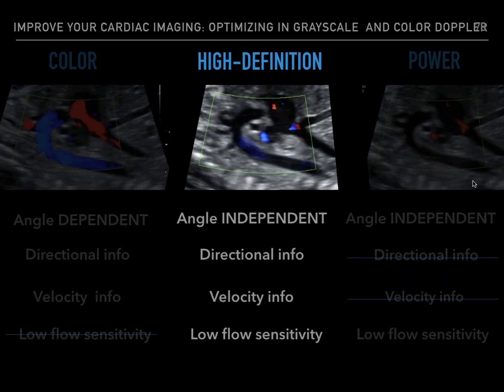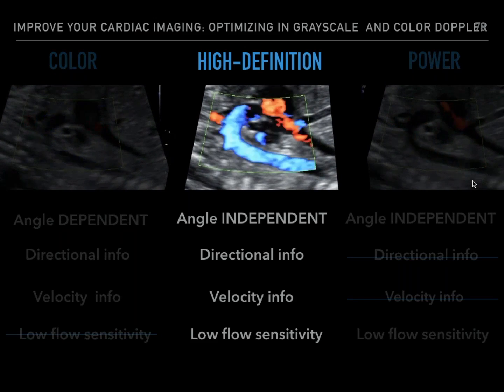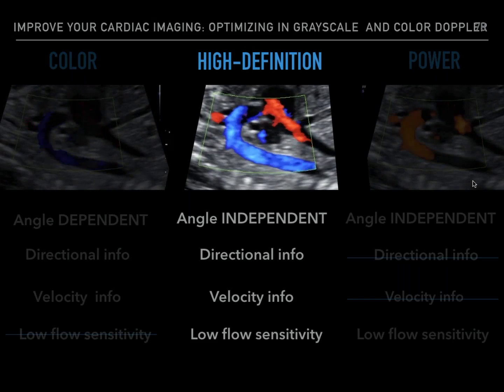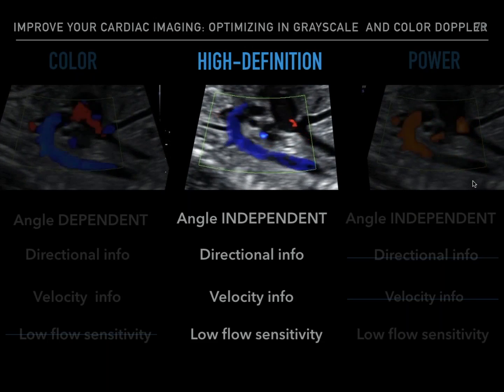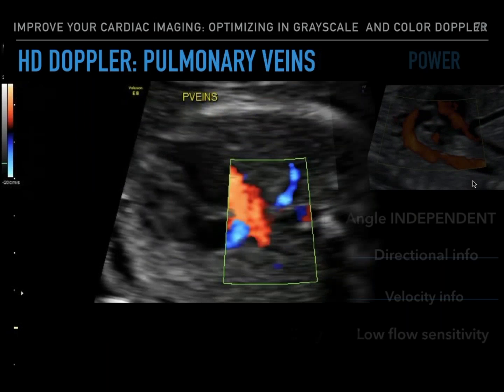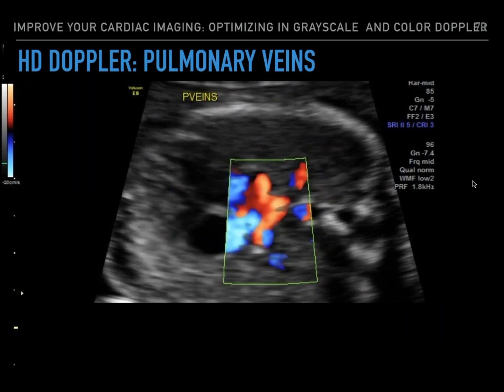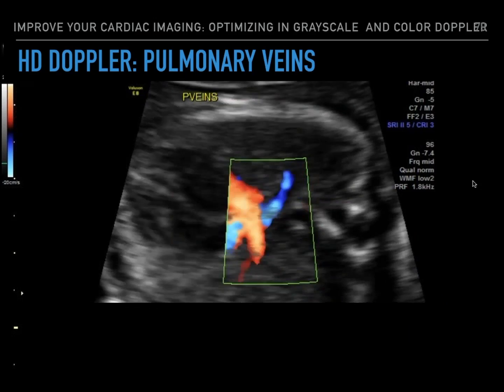So when actually comparing all three, high definition Doppler has been shown to be superior to power and conventional color Doppler in most aspects. So what are we able to use high definition Doppler for? Or when is it useful?